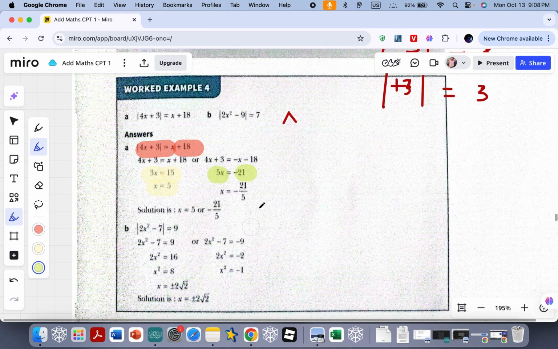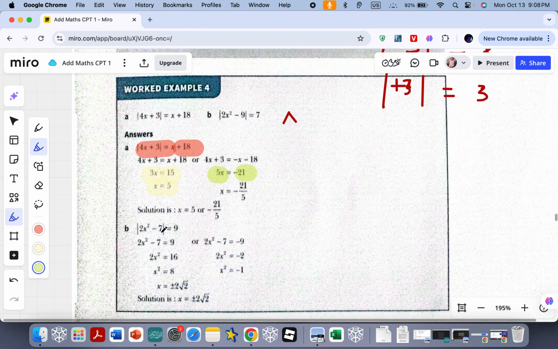You get whatever in decimal number. Okay, you can leave it like this if you don't have a calculator. So x equal to 5 or, you see, it's like quadratic. You know in quadratic you get two answers. So in modulus also you have to get two answers. x equal to 5 or negative 21 over 5. Is that okay? So that's for that number.